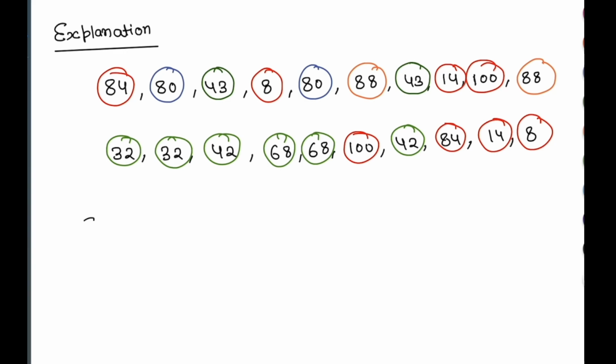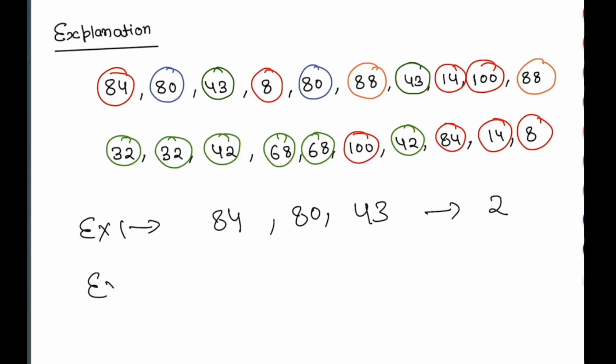So what are the extra elements we have in the first basket? It is 84, 80, and 43. All are 2 number of times. Extra elements in the second basket, it is 32, 42, and 68, and all are 2 number of times.